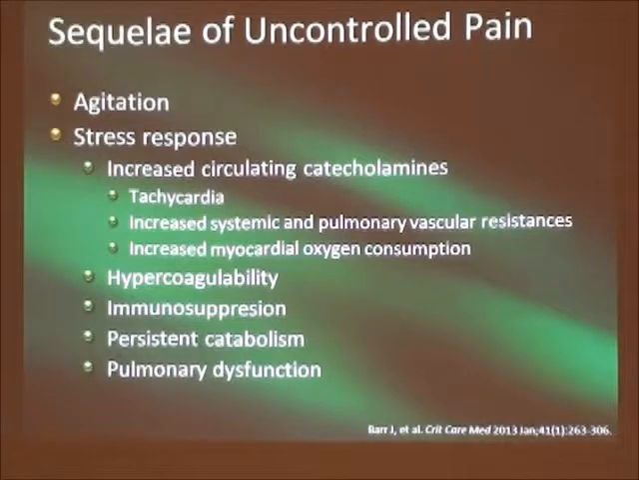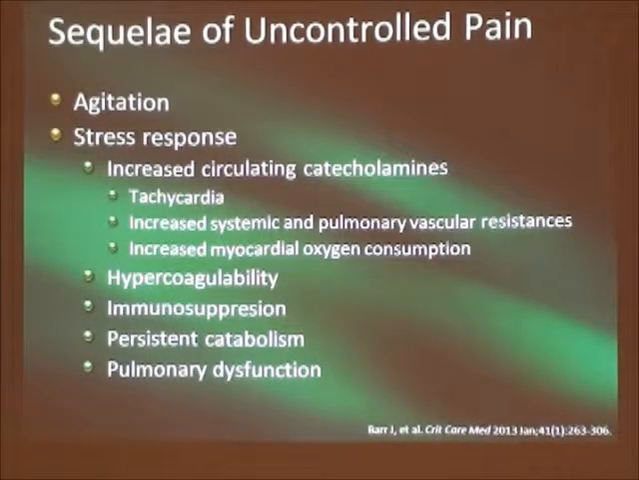So what about some sequelae of uncontrolled pain? Now some of this goes back to that diagram I had before, but agitation, okay? Stress response, you can see increased catecholamine surge, right? We see that routinely. So unfortunately it can build upon itself. So you'll see tachycardia, increased systemic and pulmonary vascular resistances. So now we're talking about vasoconstriction, increased myocardial oxygen consumption. I will tell you that one's somewhat debatable, however, in general, if you have a persistent tachycardia, you are going to have an increased demand of oxygen.